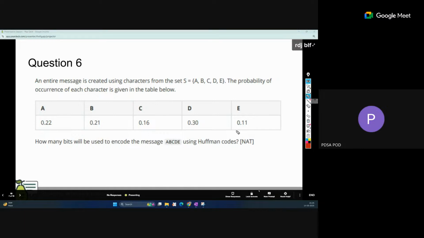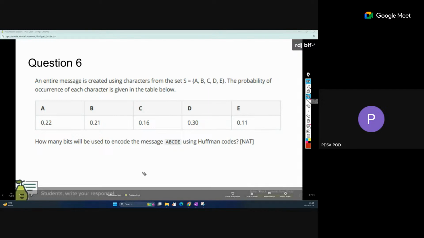So what are the smallest ones? 16 and 11. So write 16 and 11. I'm just writing as full decimal. So 11, okay, so this will become 27. And next we select 21 and 22. Both will be selected, 21 and 22.